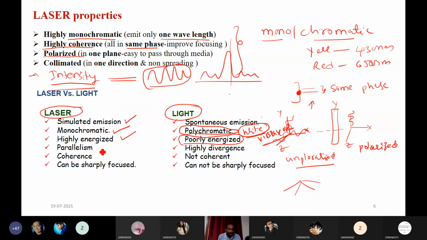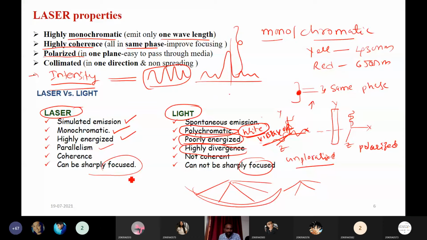Here in a laser there is parallelism, or you can say coherence, whereas in normal light the divergence is very high. It propagates in all directions, so only one lamp is enough to light the whole room. Normal light cannot be easily focused because it spreads in all directions, but a laser is a focused beam. You can focus it anywhere you want and use it. These are the differences between normal light and laser light.